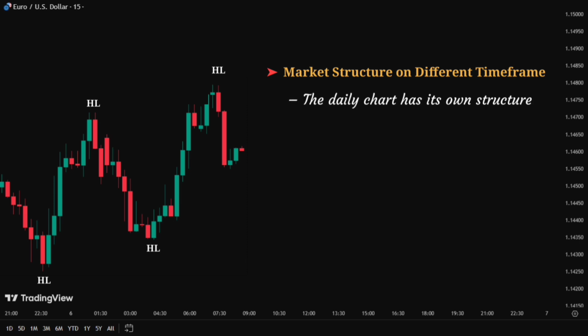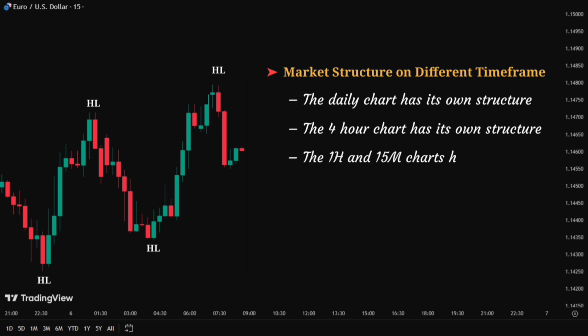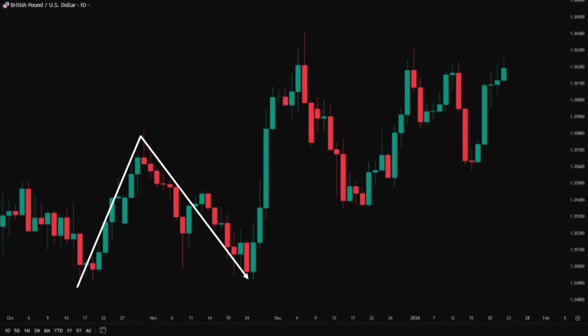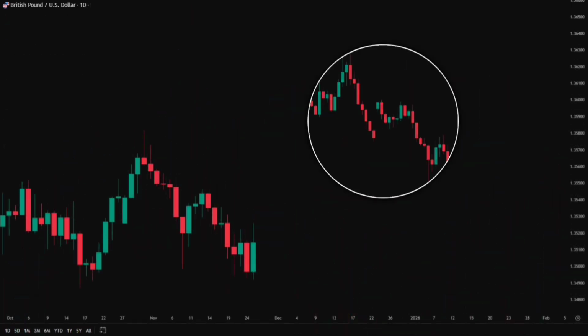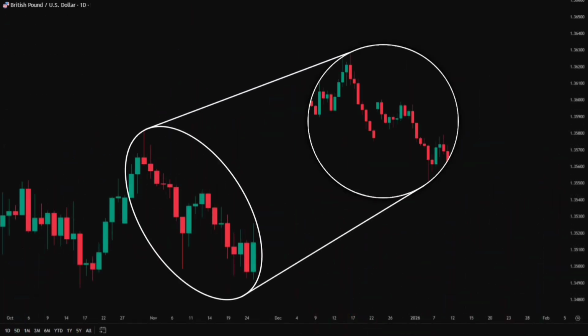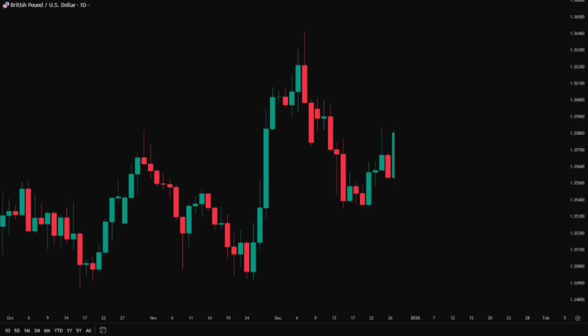The daily chart has its own structure. The 4-hour chart has its own structure. The 1-hour and 15-minute charts each have their own structure as well. These structures do not always agree with each other. The daily chart might be in a bullish structure, while the 1-hour chart is in a bearish structure. When this happens, the lower time frame bearish move is simply a pullback within the larger bullish trend.